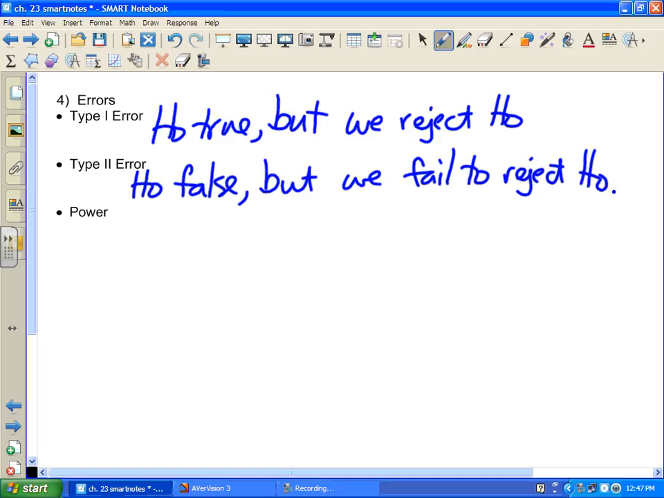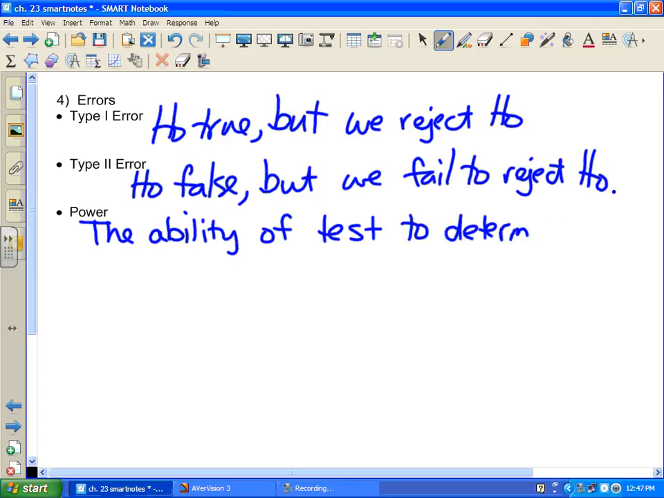Okay, and then probably the one most everyone had trouble with, describing the power. The ability. Good start. The ability of the test. Yeah, then that's where we have problems. But really, the test determines something. Something important.